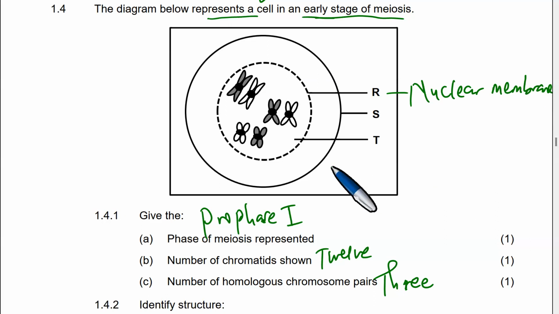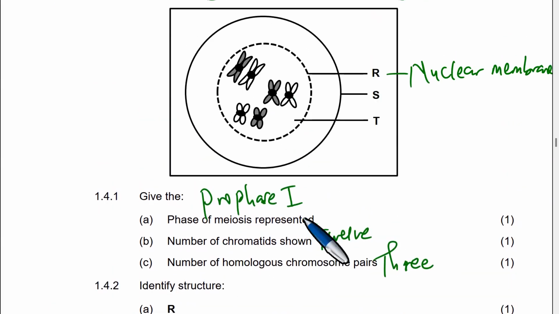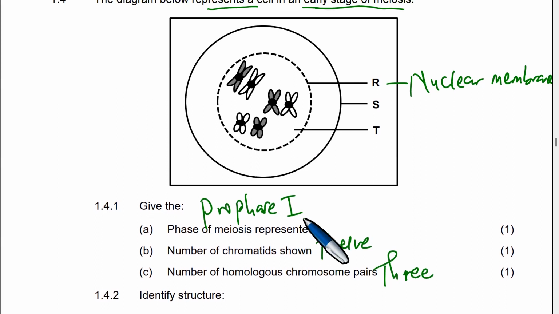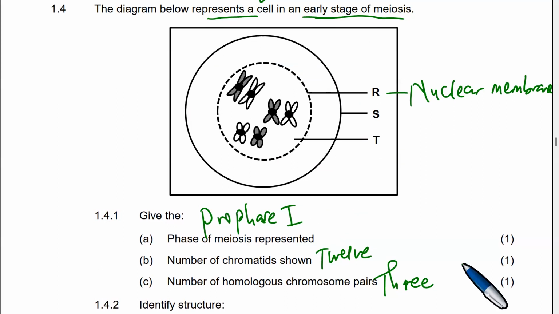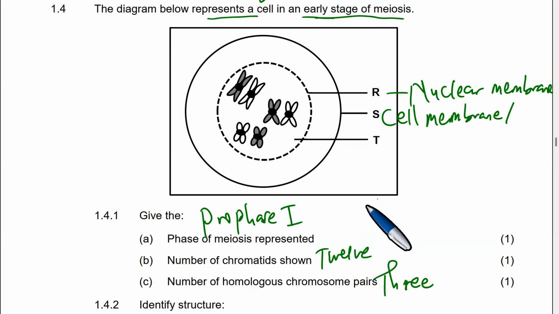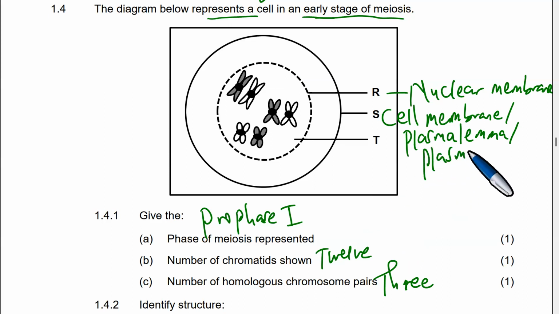Next, what is S called? They're also asking about S in 1.4.2. Now this one, the solid line, is called the cell membrane. If you don't want to call it the cell membrane, you call it the plasmalemma, or you call it the plasma membrane. Plasma membrane, plasmalemma or cell membrane is what the outside is called. And then obviously the dashed one is called the nuclear membrane.